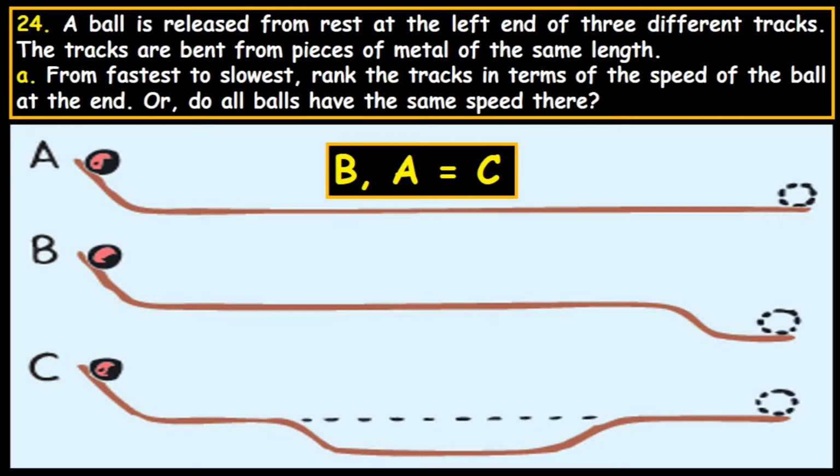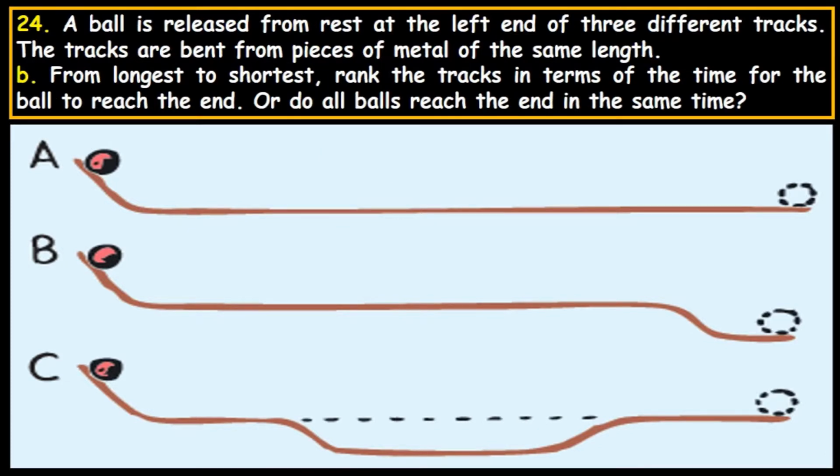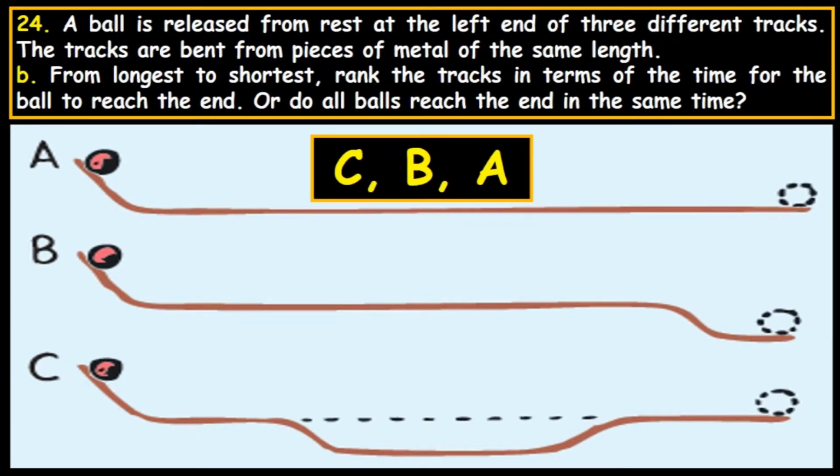Okay. Next, from longest to shortest, rank the tracks in terms of the time for the ball to reach the end, or do all balls reach the end at the same time? Do they reach the end at the same time? Well, it'll be C, then B, and then A.